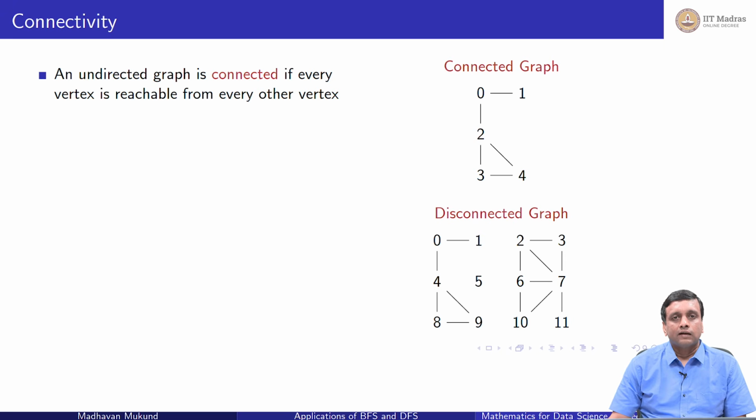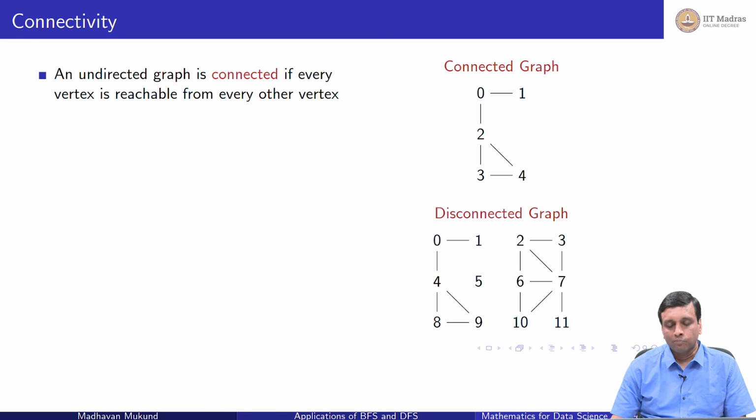So the first aspect of a graph that we will explore is that of connectivity. We say that a graph, an undirected graph, is connected if every vertex is reachable from every other vertex. You can see on the right two graphs. The first graph is clearly connected: from any vertex of 0, 1, 2, 3, 4, you can go to every other vertex.